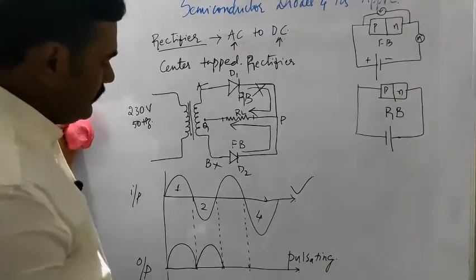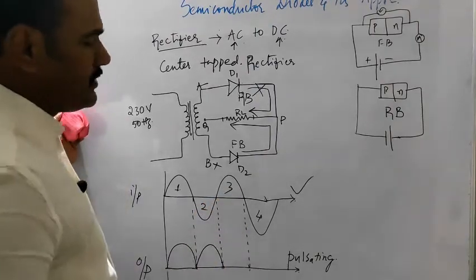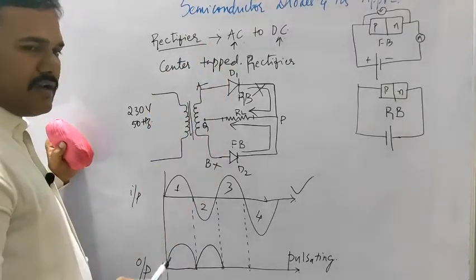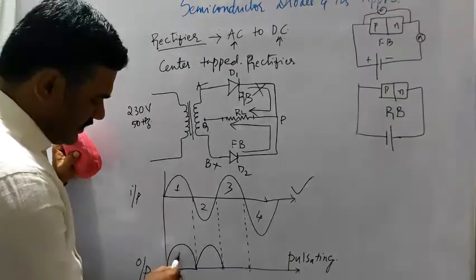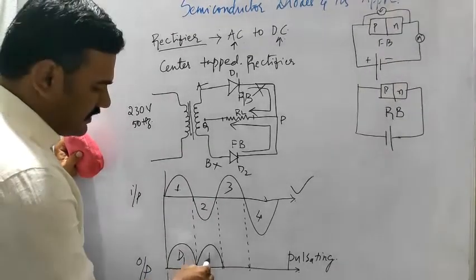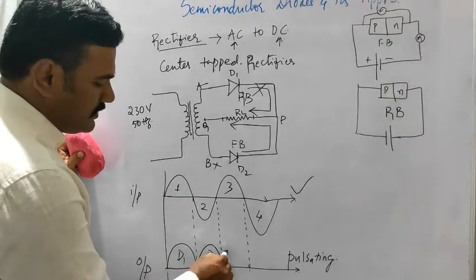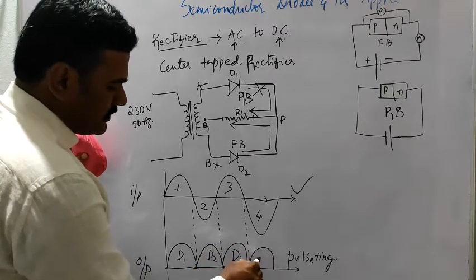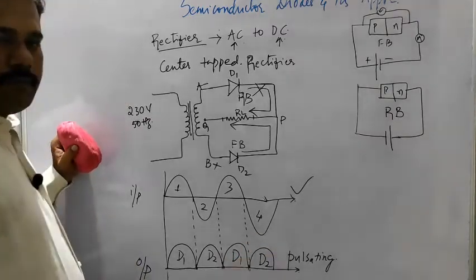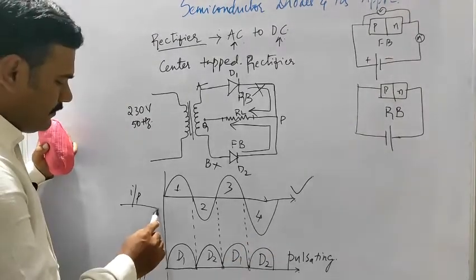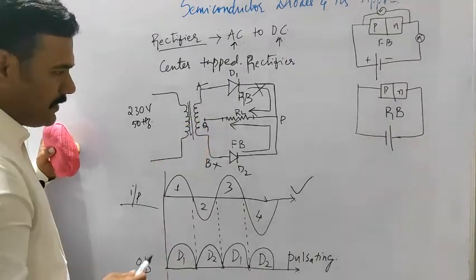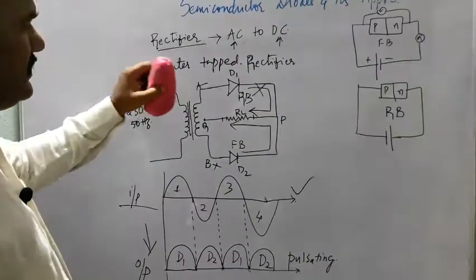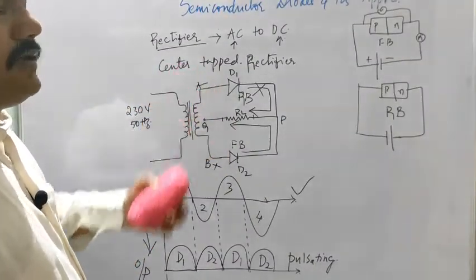So the cycle continues. The third half cycle also comes at the secondary. A becomes positive, D1 conducts, D2 does not conduct. So the first cycle is due to the conduction of D1, the second cycle is due to the conduction of D2, the third cycle is due to the conduction of D1, and the fourth cycle is due to D2. So this is the input AC. When passed through this circuit, we get a pulsating DC. So this is the center tapped rectifier where we are using only two diodes.